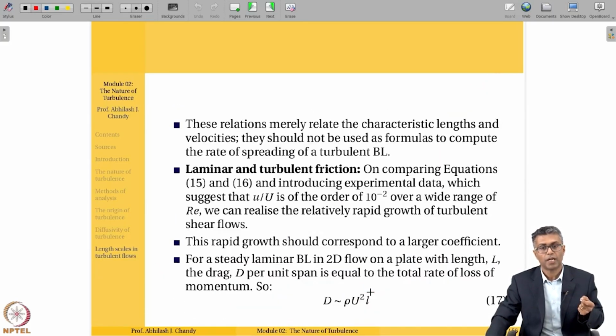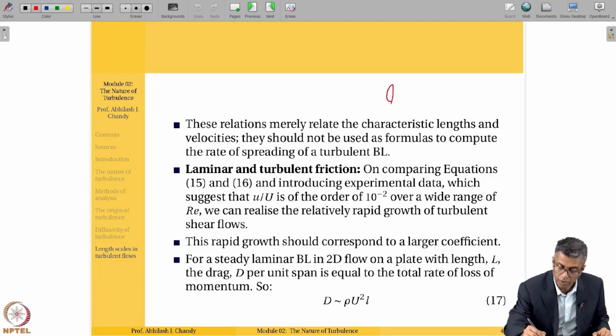So now if I use that, I know that experimental data has always suggested that u over U is of the order of 0.01 over a wide range of Reynolds numbers. So we know that we have a rapid growth of turbulent flows, because this is u over capital U, which is equal to approximately 0.01. It varies as close to Re to the negative half, isn't it?